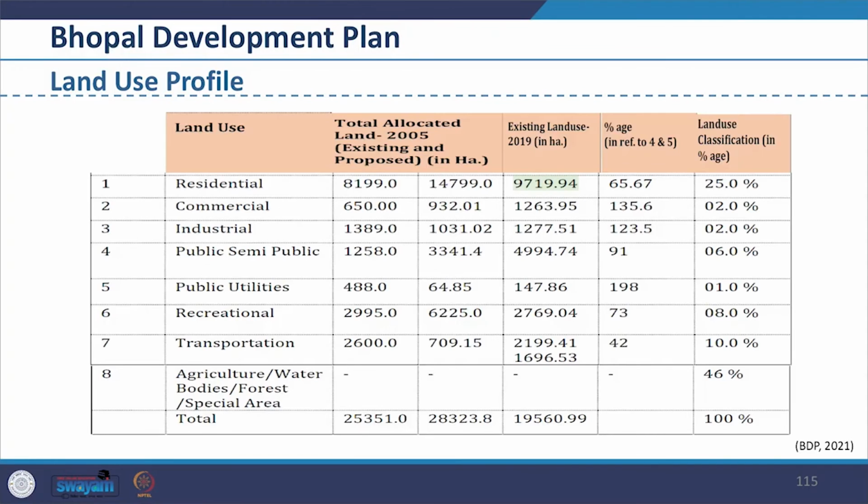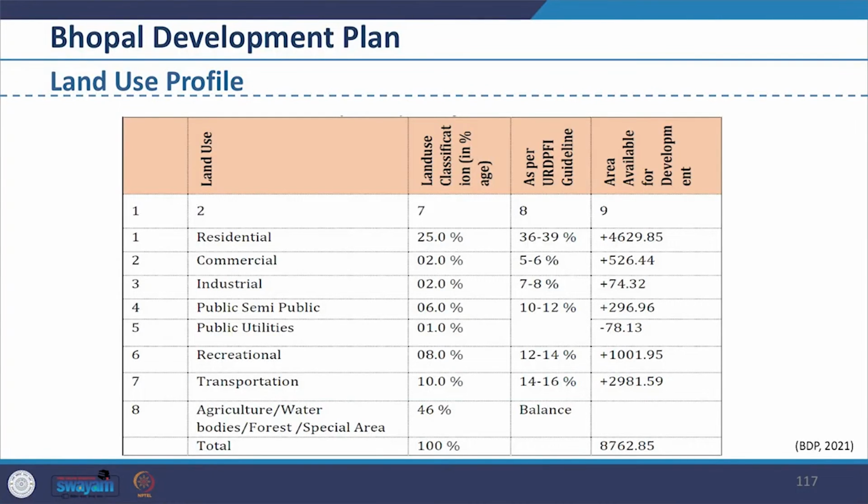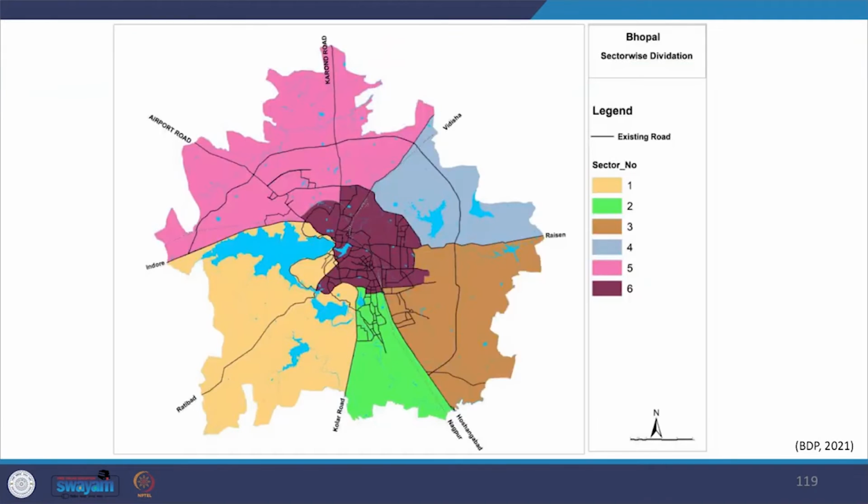In the document, the historical perspective is taken of the key land uses covering residential, commercial, industrial, public, semi-public, transportation, recreational, agriculture, water and forest area. As we can see in the table, the planning team further in the document compares the current land use with the URDPFI guidelines and also reviews the area available for development. The development plan team reviewed the variation compared to the 2005 development plan in the land use based on the actual ground scenario and suggested interventions in the identified sectors.